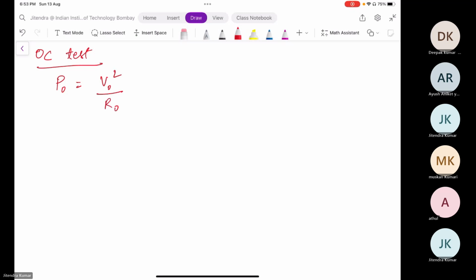So R0 we want to find out. V naught is given as V naught square, that is 330 volt square, divided by P naught, which is 1875. So it should come out to be 58 ohm, right? So R naught we have computed.